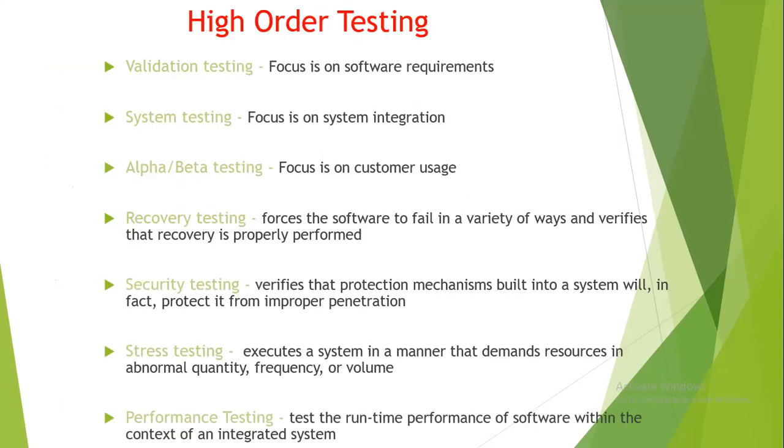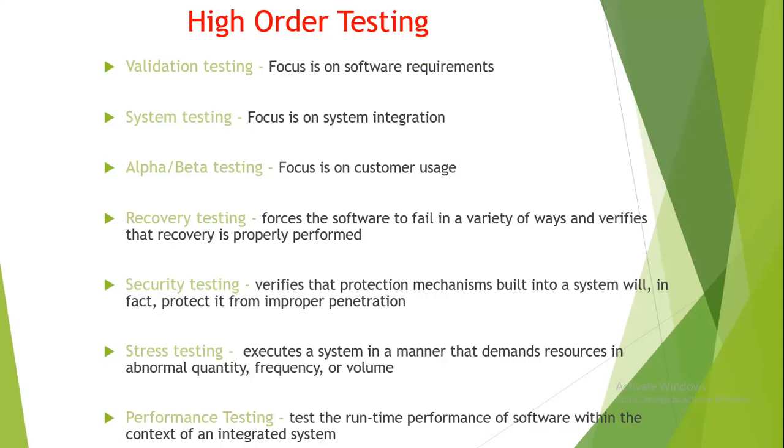High order testing: validation testing focus is on software requirements. System testing focus is on system integration. Alpha or beta testing focus is on customer usage. Recovery testing forces the software to fail in a variety of ways and verifies that recovery is properly performed. Security testing verifies that protection mechanisms built into a system will in fact protect it from improper penetration.